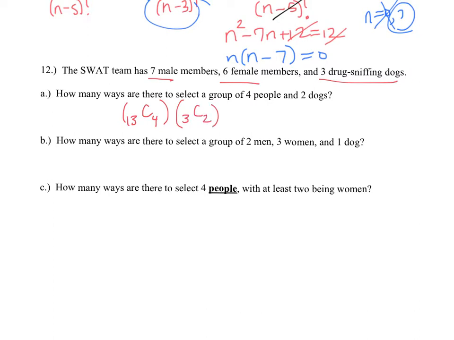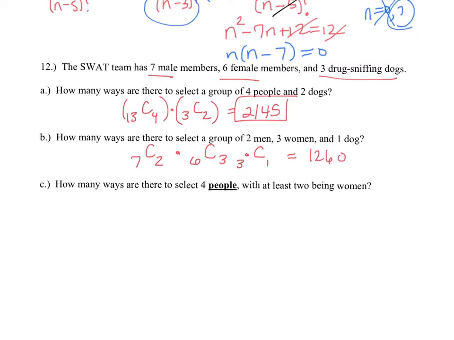When I find all of the ways that I can choose people and all of the ways that I can choose dogs, I then multiply those choices together, and I get the result of 2,145. In part B, the question says, how many ways are there to select a group of 2 men, 3 women, and 1 dog? Using the same idea, I have 7 males to choose from, and of those 7 I'm going to pick 2. Then I have 6 females to choose from, and of those 6 I'm going to choose 3. Then I have 3 dogs to choose from, and of those dogs I'm going to choose 1. I multiply all these together, and I get 1,260.